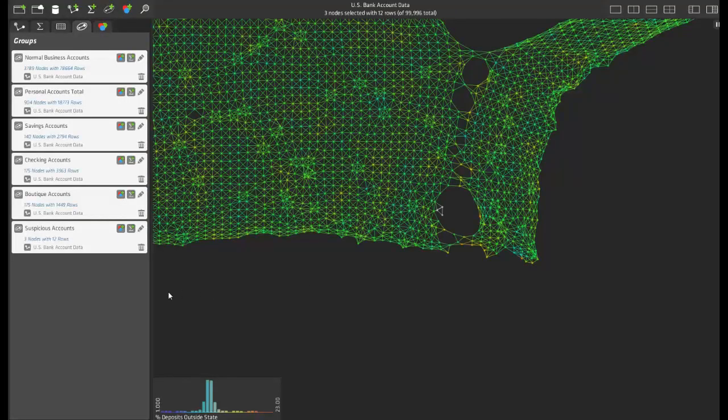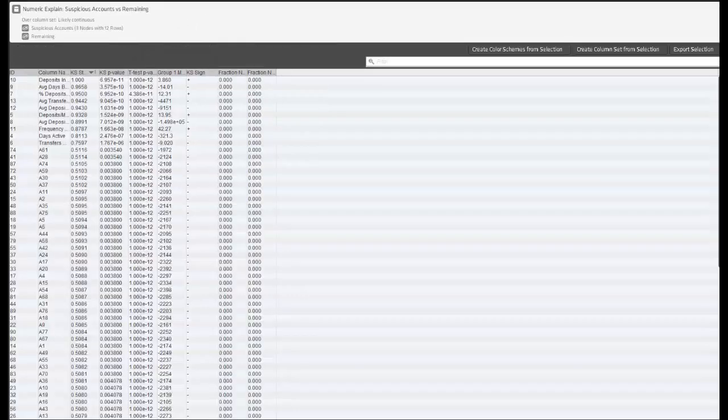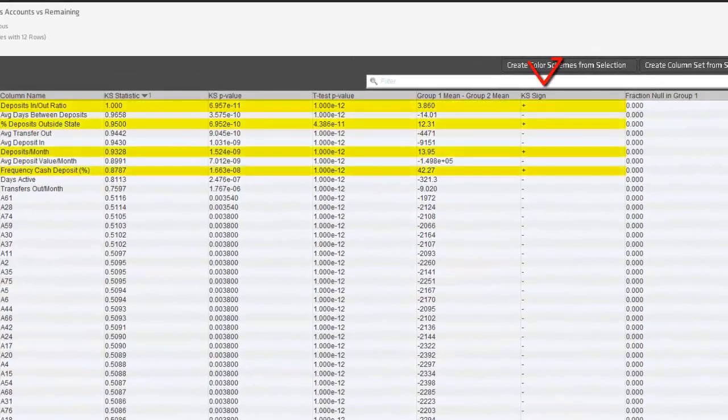Let's use our program to explore what is statistically significant about these accounts compared to the rest of our data. By checking the KS sign and the KS statistic, we can determine there is an increase in these particular variables in our suspect group, represented by the plus sign, and that these increases are statistically significant, represented by a KS statistic near 1. These statistics allow us to be confident that we've excluded false positives from our results.